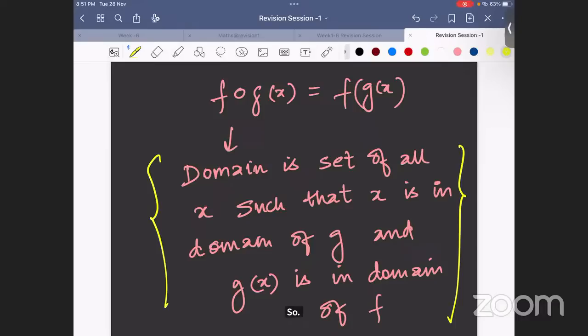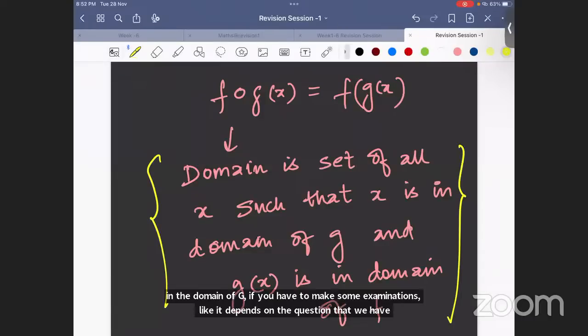There are two cases for f of g of x. Whenever we want to find the domain, if the range of g is a subset of the domain of f, then we consider the domain of g as the domain of f of g. In case 2, if it is not a subset, then we need to make some eliminations in the domain of g. It depends on the question that we have. So these are the two main cases.